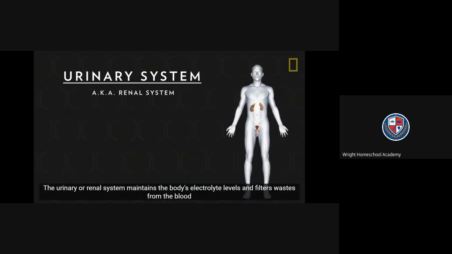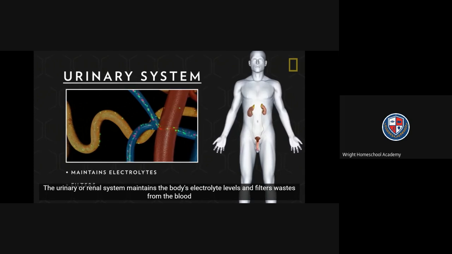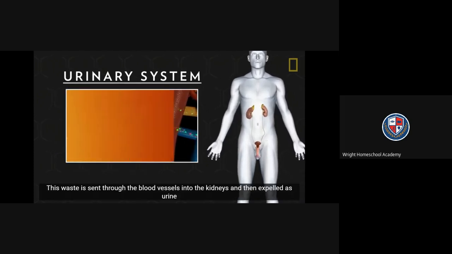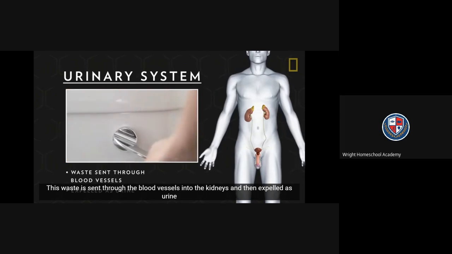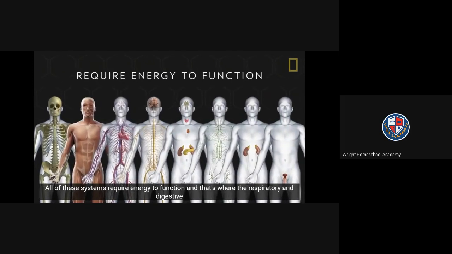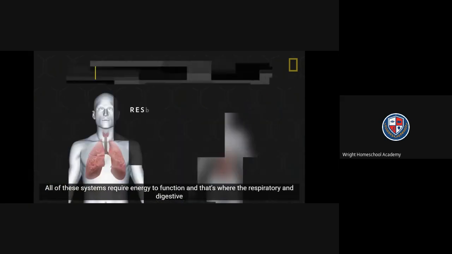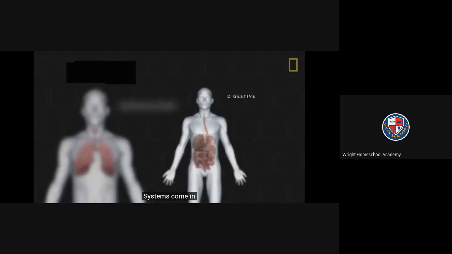The urinary or renal system maintains the body's electrolyte levels and filters waste from the blood. This waste is sent through the blood vessels into the kidneys and then expelled as urine. All of these systems require energy to function, and that's where the respiratory and digestive systems come in.